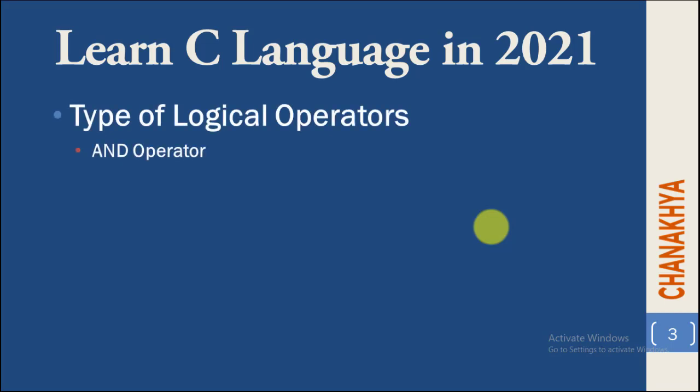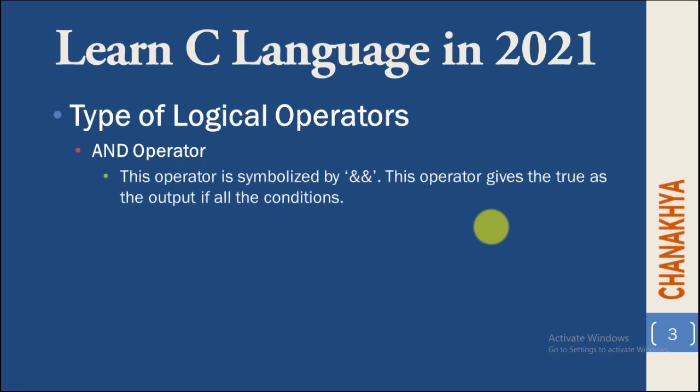So first here is the AND operator, which is symbolized by the double ampersand sign. This operator gives true as the output if all the conditions are true. It means that if we use this AND operator, we set one condition to the left hand side of the operator and one condition to the right hand side. If the left hand side condition turns out true and the right hand side condition also turns out to be true, then only will this operator return true. Otherwise, if one of the values turns out to be false, it will return false.